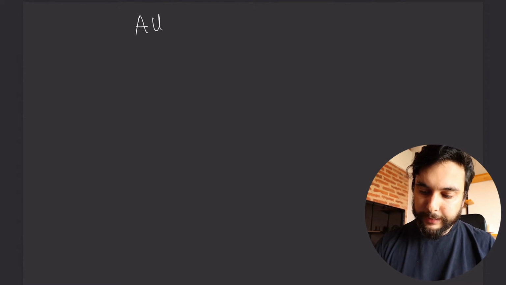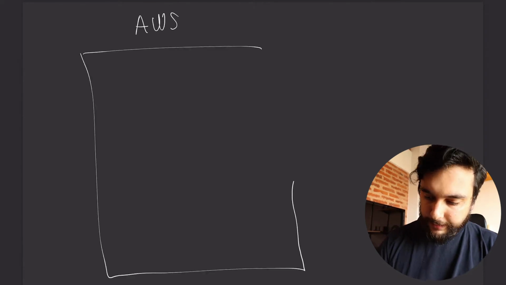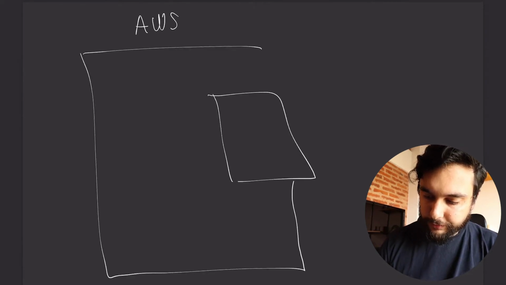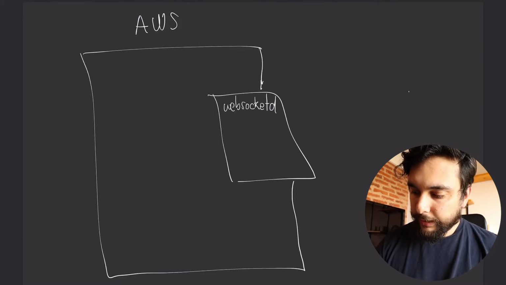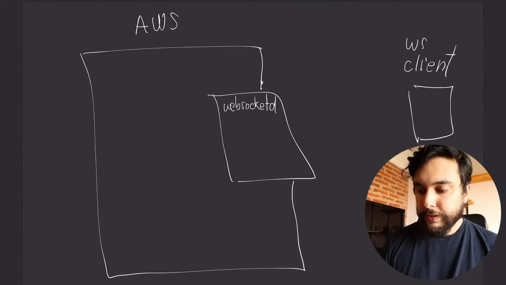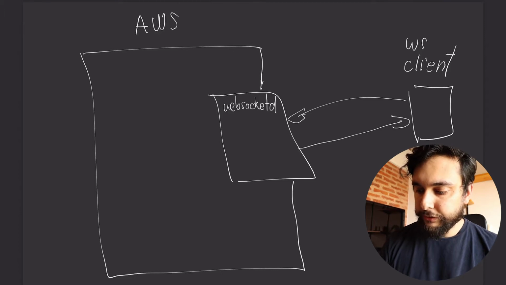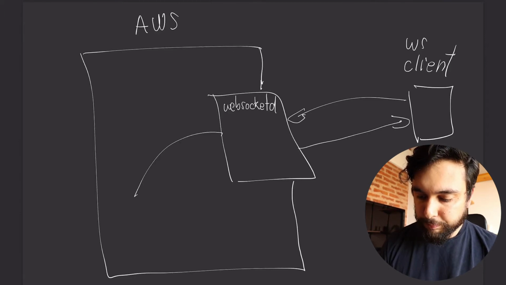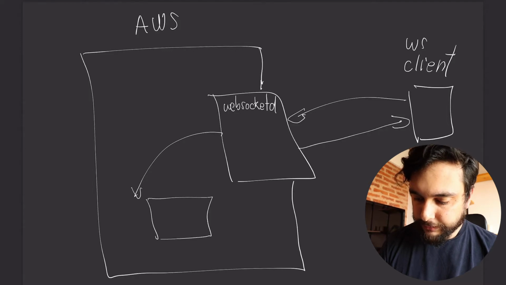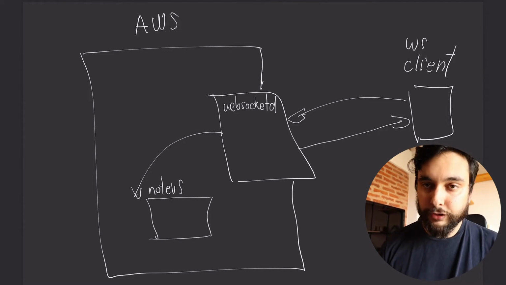Let's put something on AWS. This is my instance, and I'm going to have my websocketd server listening here. Now a client, this is going to be my WebSocket client. When a client connects to websocketd, you establish a bidirectional connection, and websocketd is going to spawn a process. So this is my process here, and this is going to be my notify event starting process.